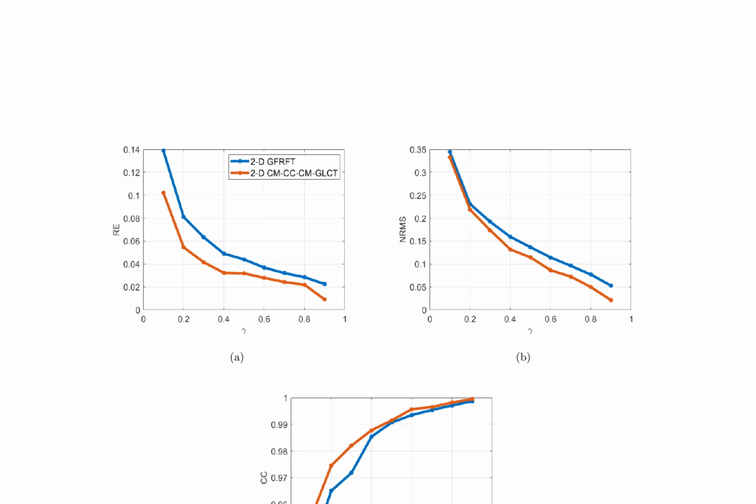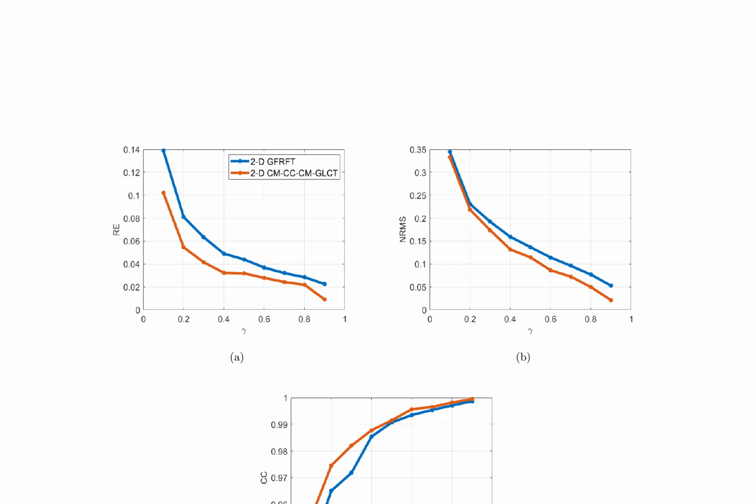The comparison between the 2D GFRFT and the 2D CM-CC-CM-GLCT with different compression parameters gamma is presented in Figure 5 and Table 7. Both methods exhibit high compression performance, with the 2D GFRFT achieving a CC of 94.31% at gamma equals 0.1 and the 2D CM-CC-CM-GLCT achieving a CC of 95.50% under the same conditions.